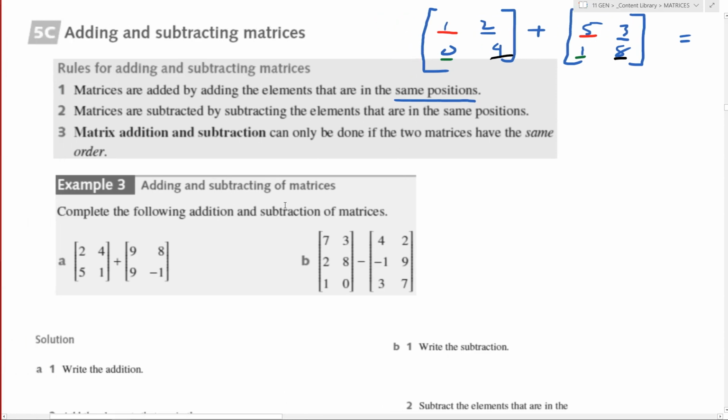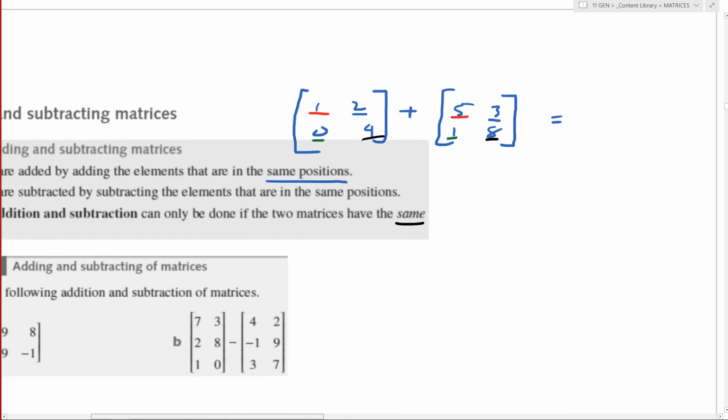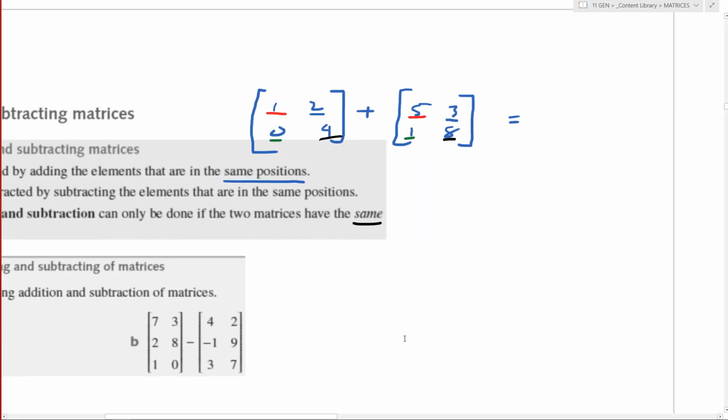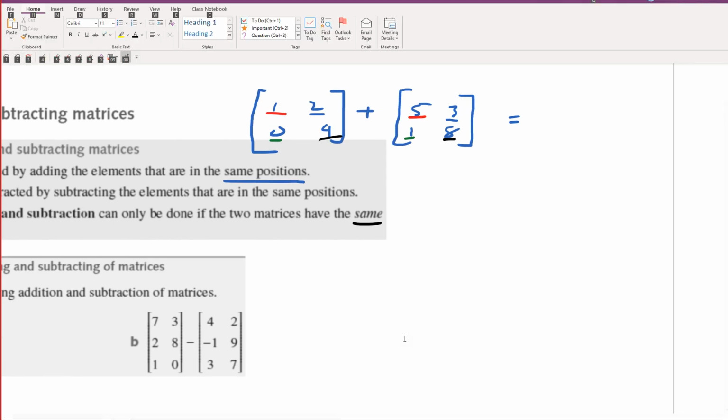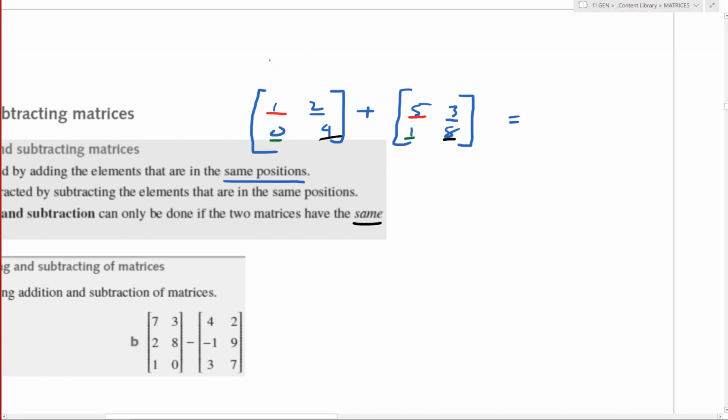Same thing with subtracting. And the other rule is when you're adding and subtracting, both of the matrices have to have the same order. Same order. Now, if you've forgotten what order is, that's referring to the number of rows and the number of columns. So let's say this, for example, you can do because the order of this would be a 2 by 2, 2 rows, 2 columns. And this is also a 2 by 2. You can actually add them together.